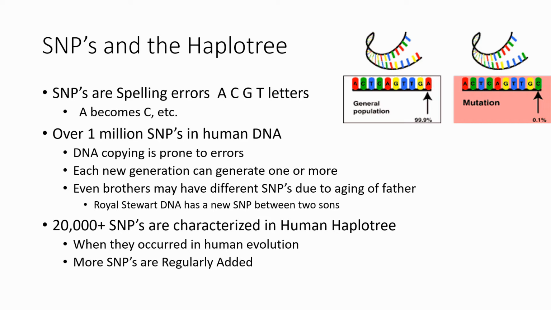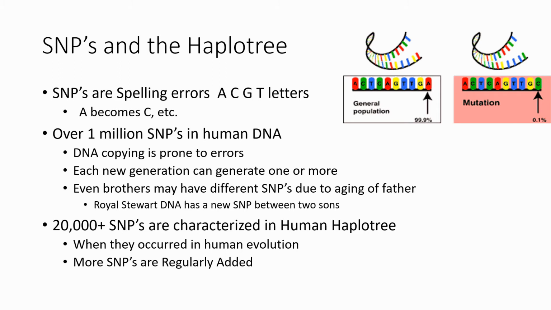While there are about 1 million of these SNPs in the human DNA genome, only about 20,000 of these have been characterized so far. It takes a lot of work to characterize these SNPs, and I don't fully understand how this is done. Some of it is done by studying DNA of fossils and DNA of bodies that were buried thousands or tens of thousands of years ago. Some of it is done by studying where people live now and what SNPs they carry.